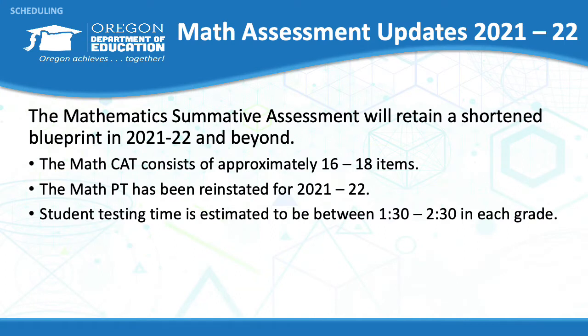Oregon's summative assessment in mathematics will also retain a shortened blueprint for 2021-22 and beyond. The Math Computer Adaptive Test, or CAT, consists of approximately 16 to 18 items. The Math Performance Task, or PT, has returned for 2021-22. Student testing time is estimated to be between 1 hour 30 minutes and 2 hours 30 minutes in each grade level.